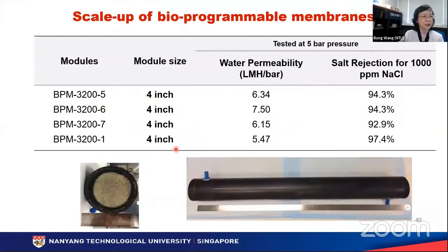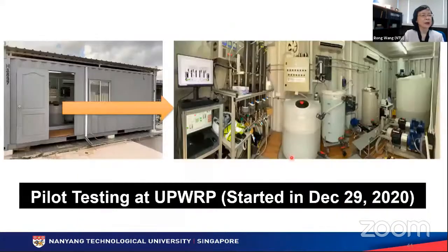And we also quickly scale up. You can see we make the 4-inch module, 1 meter long, and the water permeability is over 6, and the sodium chloride rejection is over 94-95%. Now, these 2 types of biomimetic membranes have been used for pilot testing at a local wastewater treatment plant in Singapore. The testing is ongoing. We already tested the membranes at pilot scale for 3 months. We will continue to run another 3 months, at least a half year, to test our membranes.